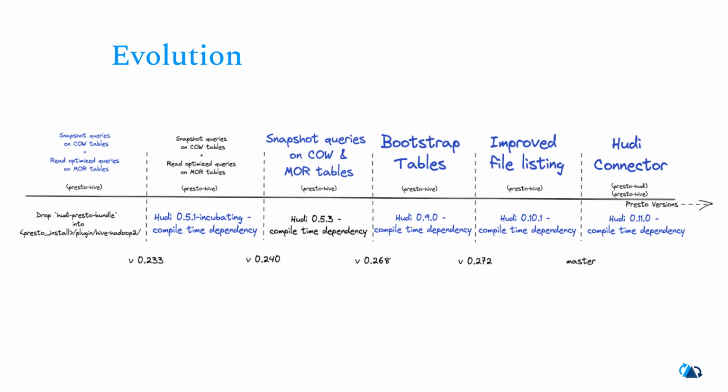In the Trino Hive connector, some users may be aware that our state of integration is still at the first stage, where we support only snapshot queries on copy on write tables and read optimized queries on merge on read tables. And you have to drop the Hudi Presto bundle inside the Trino Hive installation. All these improvements that you see in later Presto versions are still not there in the Trino Hive connector. But we have a Trino Hudi connector that is very near to landing, and we'll get to that in a minute. Next slide, please.